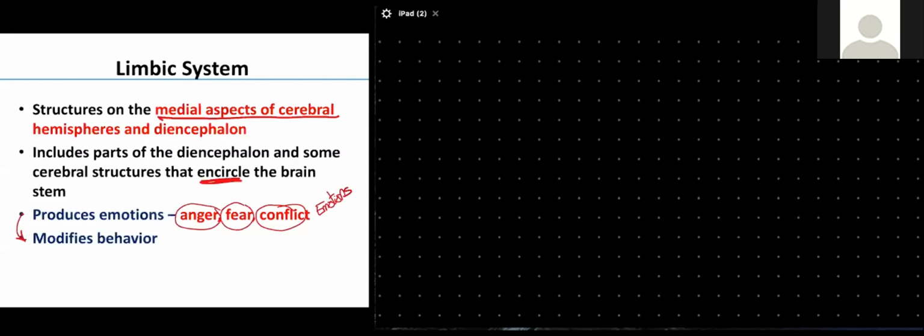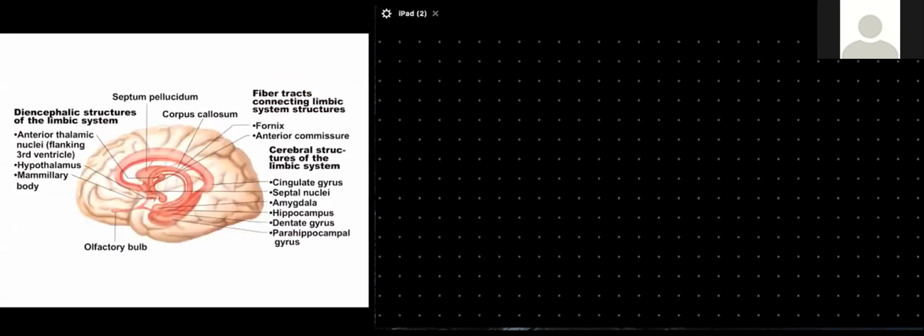We don't need to memorize those brain areas that share in the formation of the limbic system, just get a general overview. Parts include cingulate gyrus, the septal nuclei, the amygdala, the hippocampus, the dentate gyrus, parahippocampal gyrus. All those are different brain areas that are responsible to produce emotions.